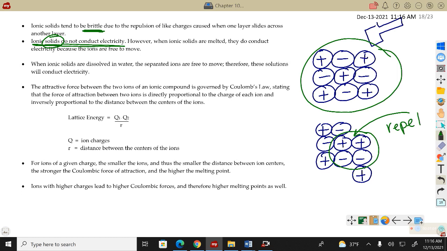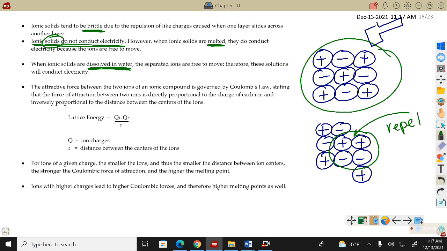Well, that's what happens when we either melt the ionic or we dissolve it in water. When I melt an ionic solid, then I do separate those ions so they are free to move and flow. It's just that it's going to take a lot of energy to melt an ionic solid because there's such strong attraction between the ions. But there are some that can melt under just like a Bunsen burner.